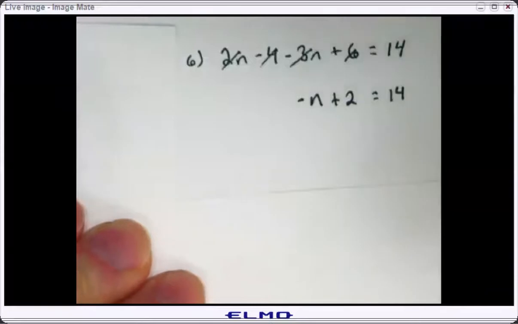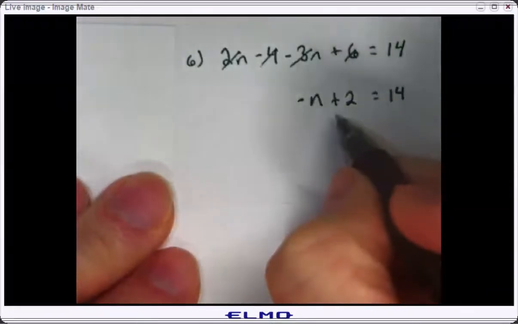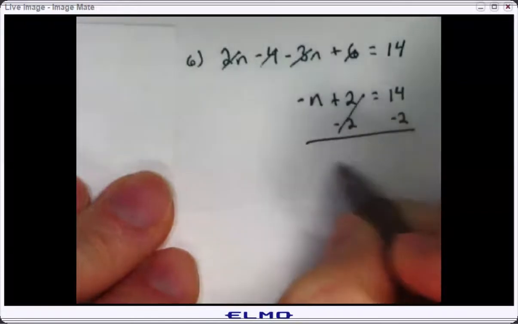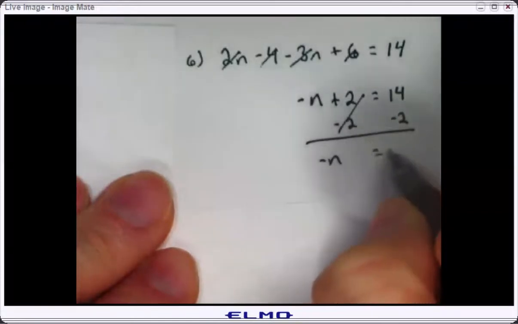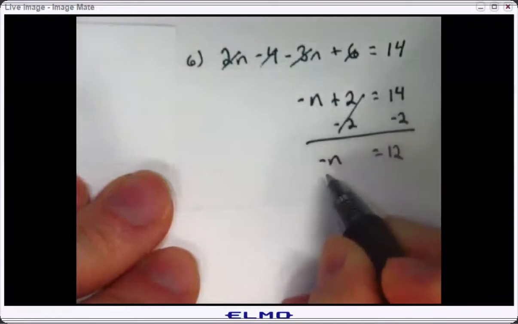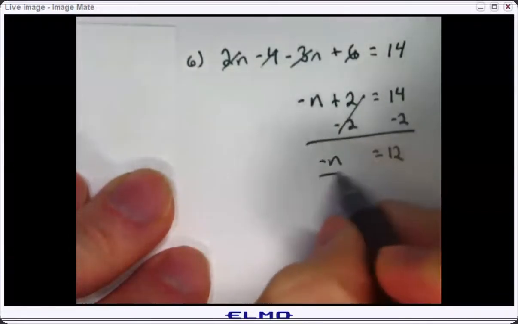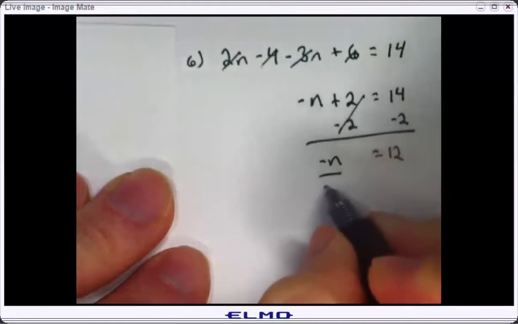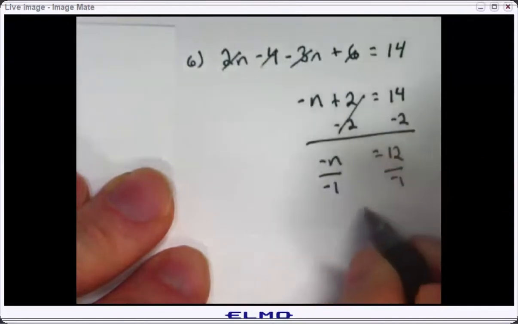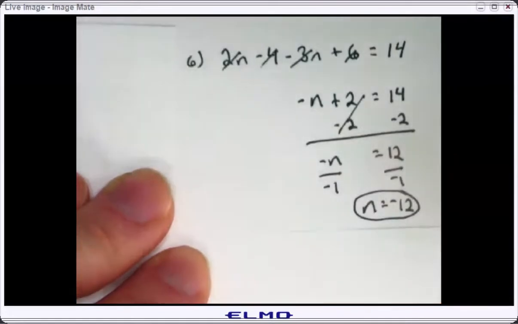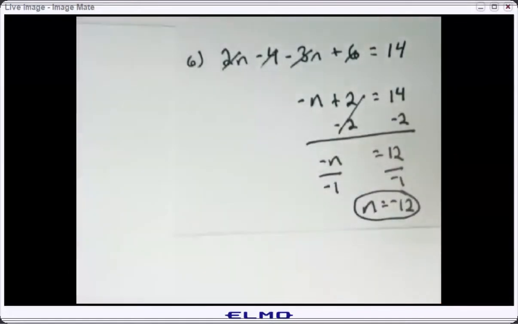Now I am 2 steps away from solving this equation. To get rid of plus 2, we subtract 2 from both sides. That leaves me with negative n equals 12. There's understood to be a negative 1 here, so the n has one more thing to get rid of. Times negative 1, you divide both sides by negative 1, and your answer is n equals negative 12. And that is our lesson on combining like terms.